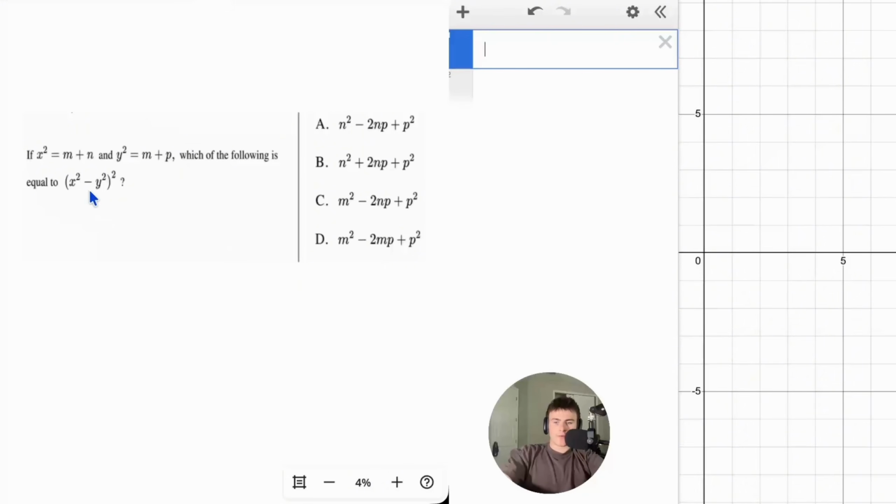It says which of the following is equivalent to x squared minus y squared, and it tells us what x is and what y is as well, right? So let's just type in the expression. We have x squared minus y squared, all squared. And it tells you x squared equals m plus n.